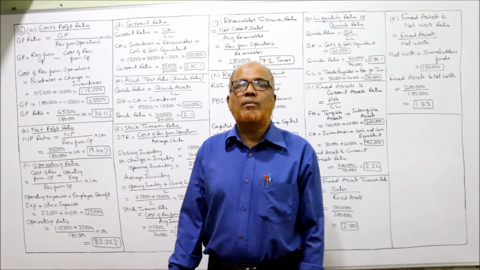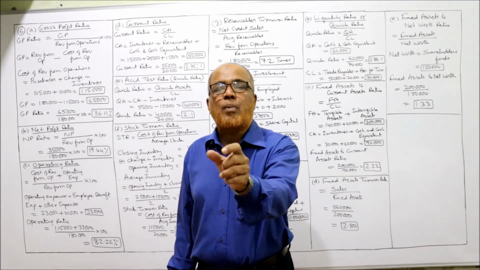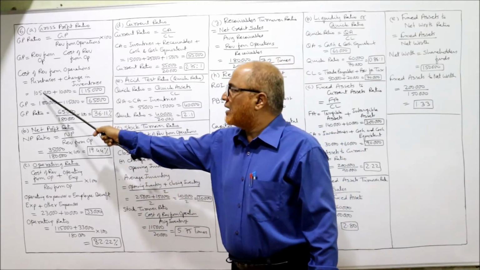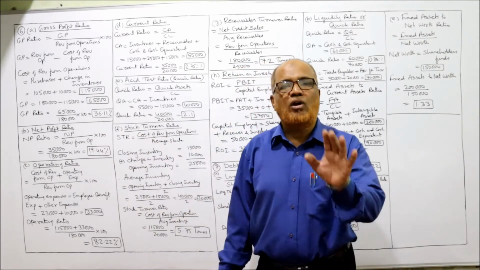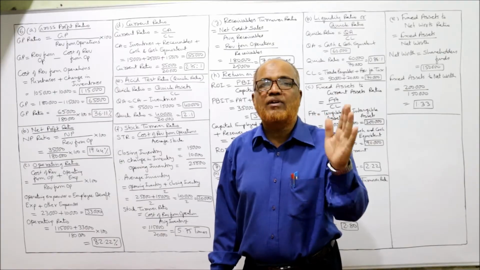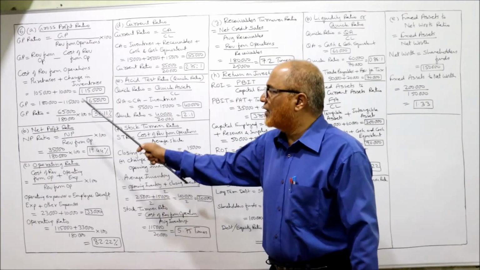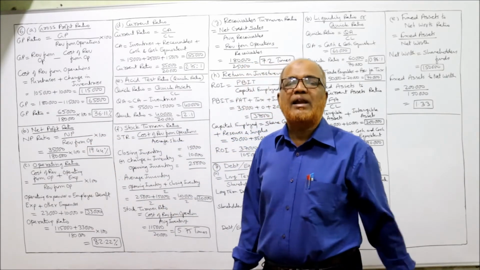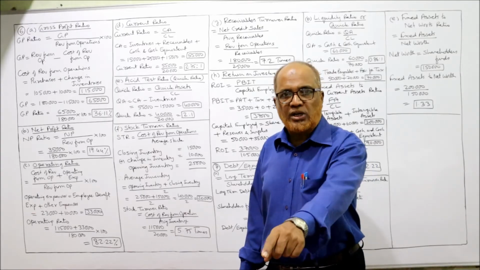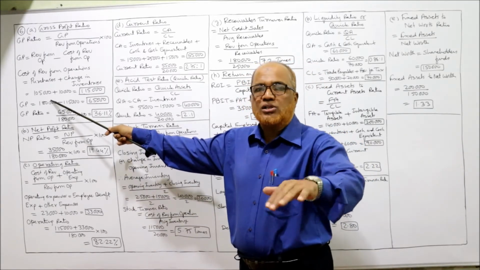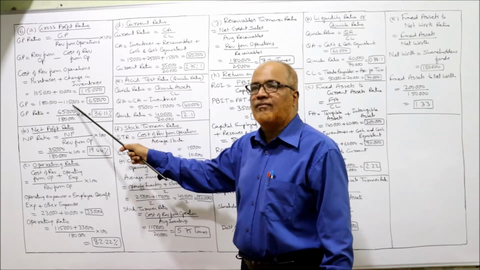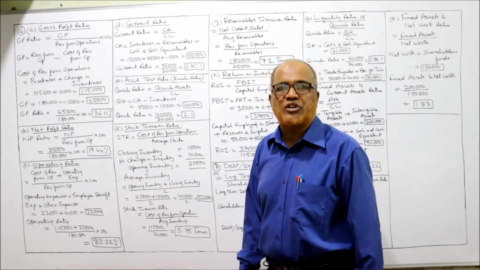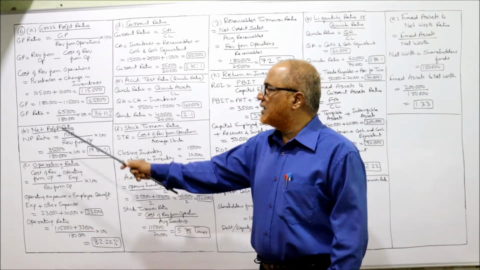So here in this current problem, the change in inventories is positive. That's why I am adding purchases plus change in inventories: 1,05,000 plus 10,000, 1,15,000. What is this 1,15,000? Cost of revenue from operations. Now you can find out gross profit. Gross profit is equal to revenue from operation given in the problem, 1,80,000, and cost of revenue from operation we have just calculated, 1,15,000. So 1,80,000 minus 1,15,000, 65,000 rupees is the gross profit. Now we can easily calculate the GP ratio.